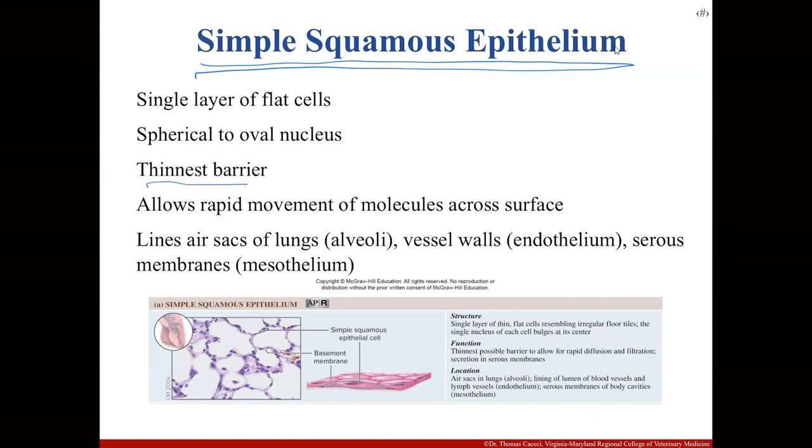It's a really thin barrier, so that's going to allow for absorption, right? Things can go through it. It's really easy for particles to go through the one layer of cells in a basement membrane. Okay, I think the best place to look for it is the alveoli. Okay, so the alveoli are the sacs of the lungs. It's also in blood vessels, and it's in the membranes that line our body cavities.